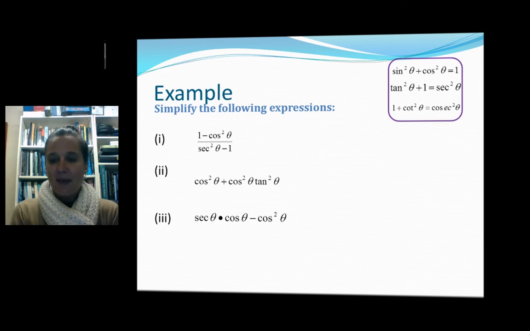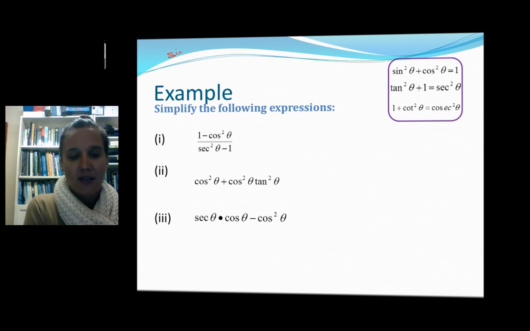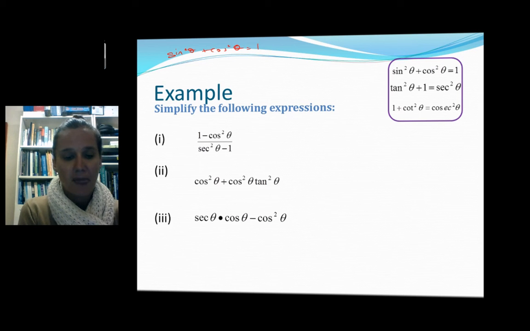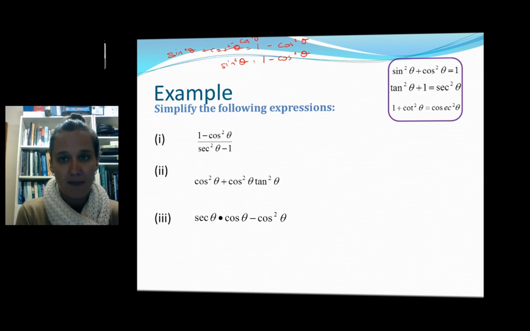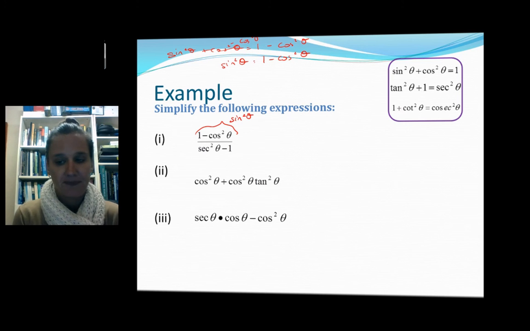So now we've got some examples. I've put the identities up here for us to work from. We have 1 minus cosine squared theta. If we look at this original equation, we have sine squared theta plus cosine squared theta is equal to 1. If we subtract cosine squared theta on both sides, that will cancel out over here, we get sine squared theta is equal to 1 minus cosine squared theta. So we know this 1 minus cosine squared theta is the same as sine squared theta.